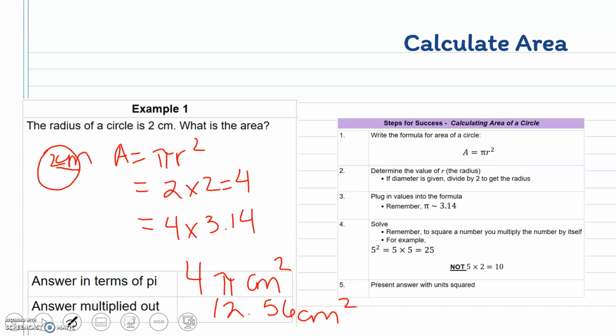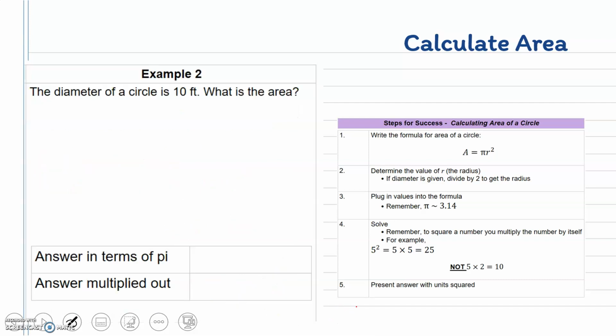Okay, let's do another practice problem. The diameter of a circle is 10 feet. What is the area? We have our diameter from edge to edge. So since I have my diameter, I need to cut this in half to find my radius. So my radius is 5.